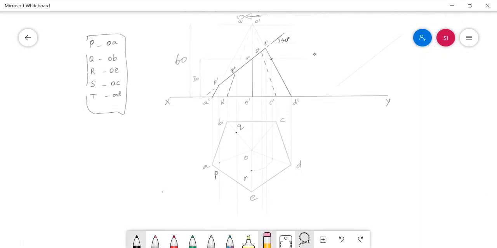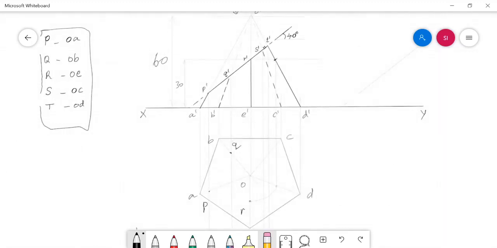And then after marking the R, now I want to mark the S. Track the projector of S. We need to mark the S in the edge OC. So whenever this projector of S intersects the OC, we need to mark the cut point S. So here it is. This is nothing but S.